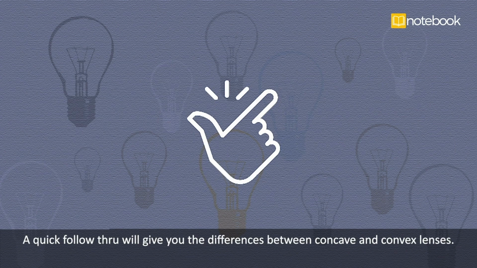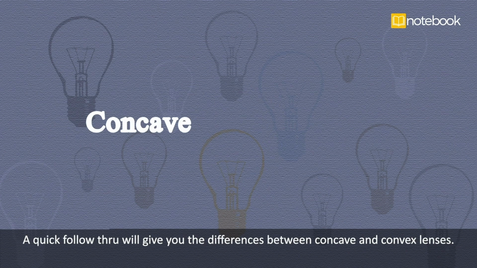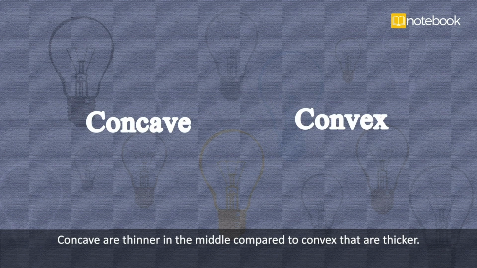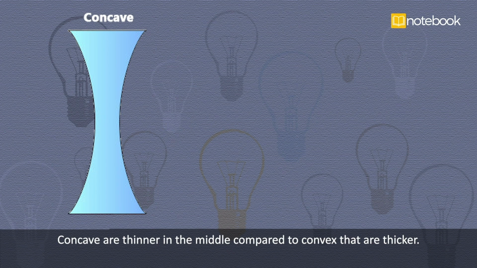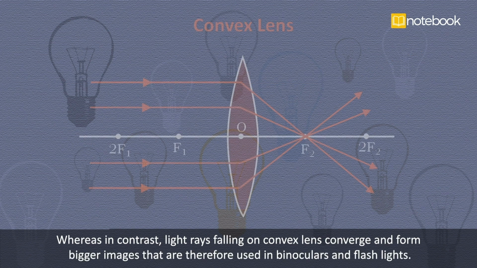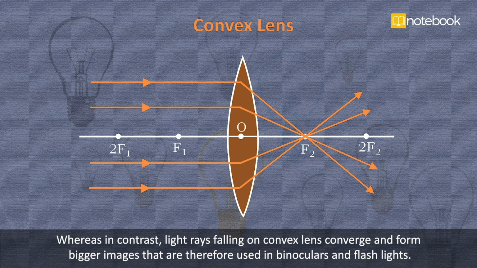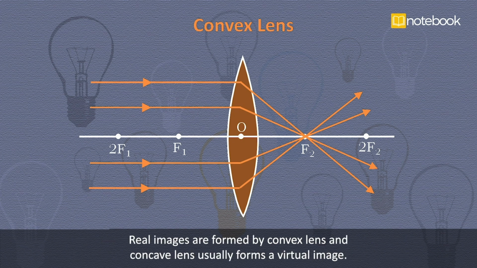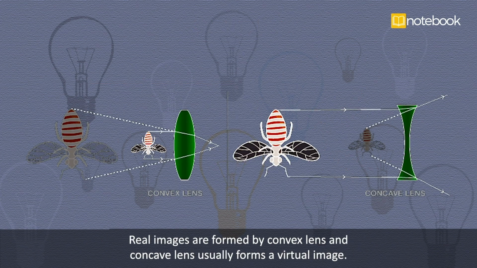A quick follow-through will give you the differences between concave and convex lenses. Concave are thinner in the middle compared to convex that are thicker. You'll observe that light rays diverge on concave lenses and form smaller images. Whereas in contrast, light rays falling on convex lenses converge and form bigger images that are therefore used in binoculars and flashlights. Real images are formed by convex lens, and concave lens usually forms a virtual image.